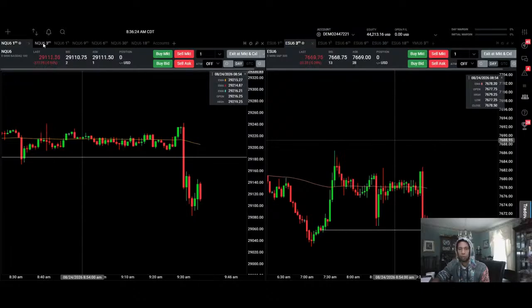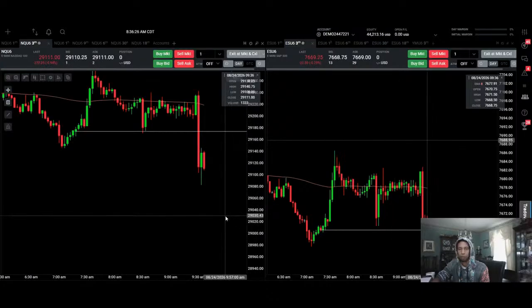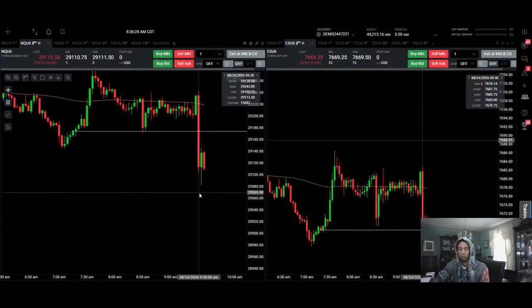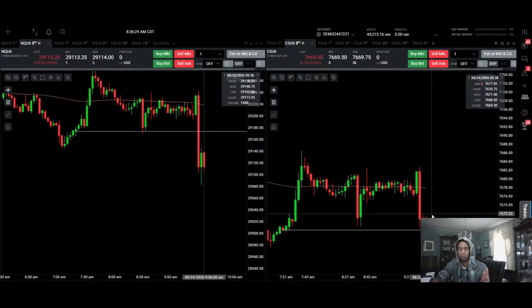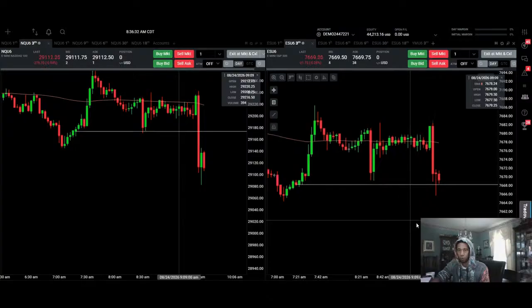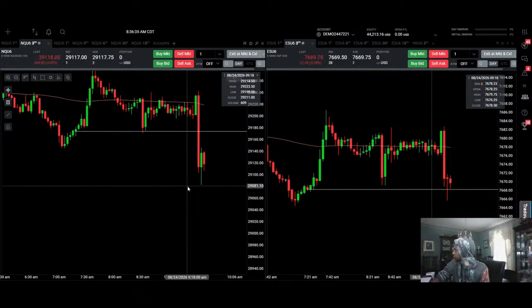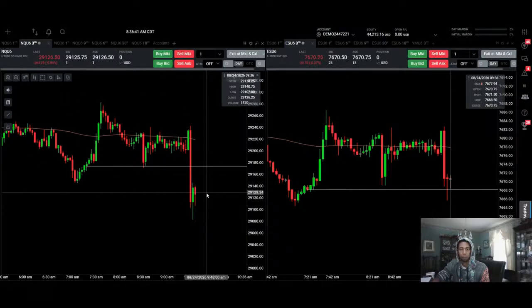ES has failed to close below that low currently. This one right here. YM is nowhere near it, of course. I got us falling, bro. Let's see how they want to play it. Just swept the previous day, huh?